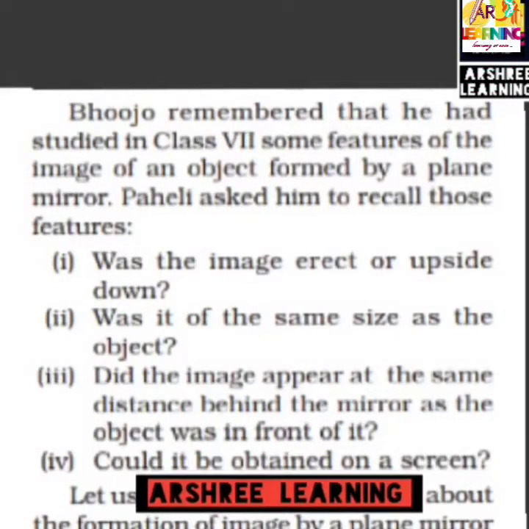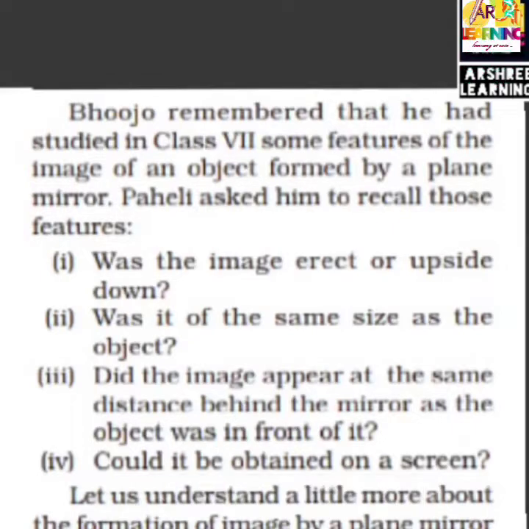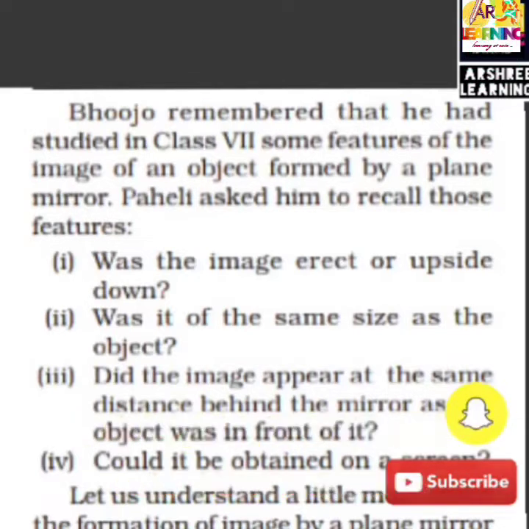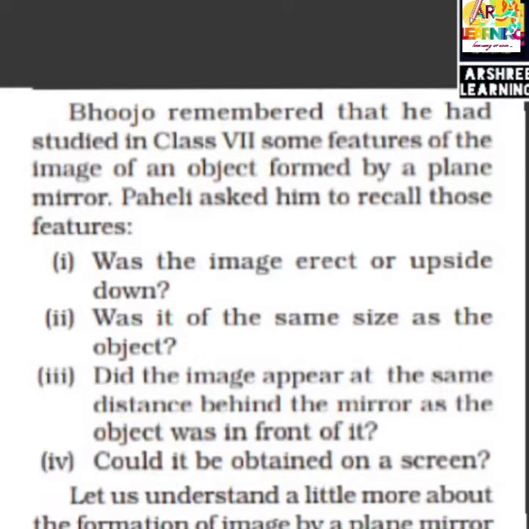In class 7th you studied the characteristics of the image formed by a plane mirror. Those characteristics apply to the law of reflection also. The question here is, was the image erect or upside down? The image formed by a plane mirror is erect, it is upright and not upside down, and the image is of the same size. And did the image appear at the same distance behind the mirror? So these are the characteristics of the mirror image.